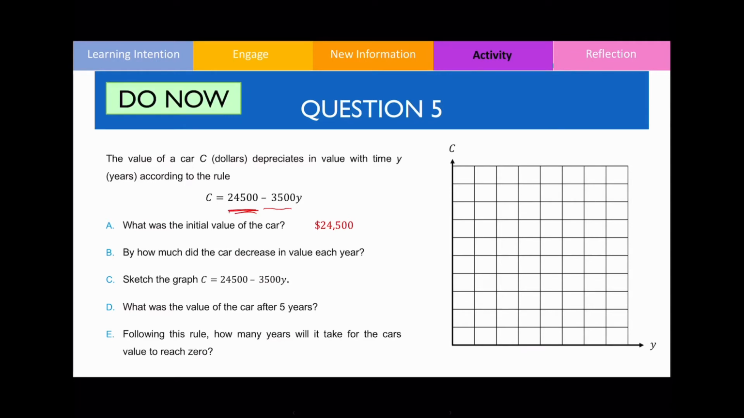For part B, by how much did the car decrease in value each year? So that's essentially talking about the gradient. So it's going to be $3,500.